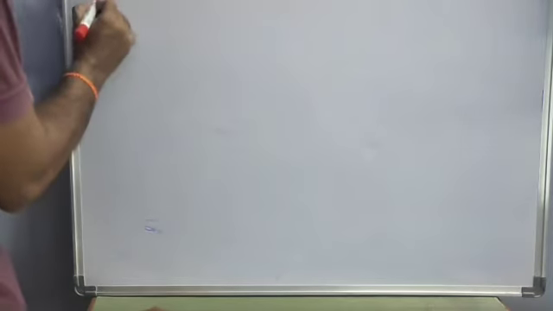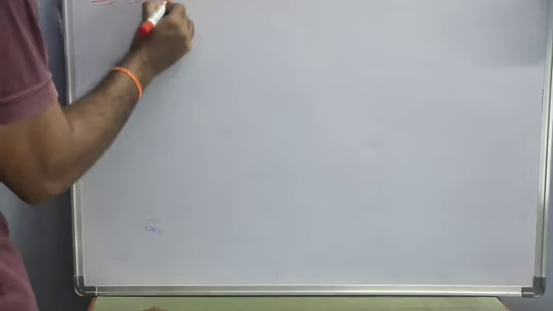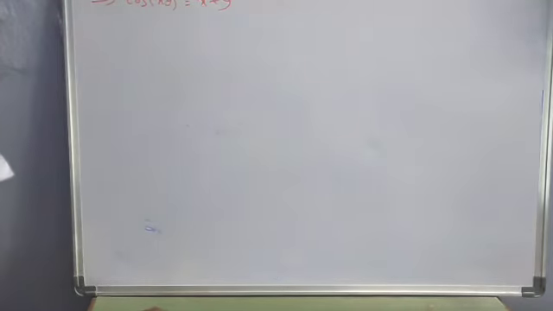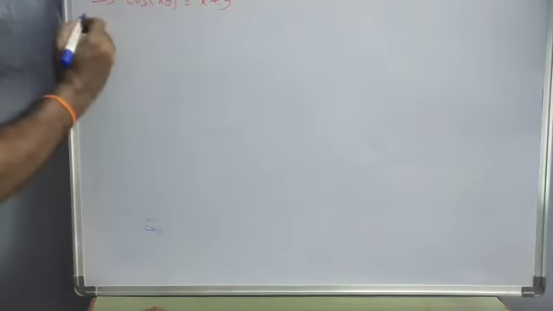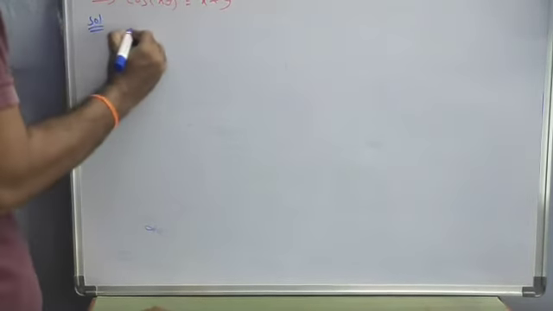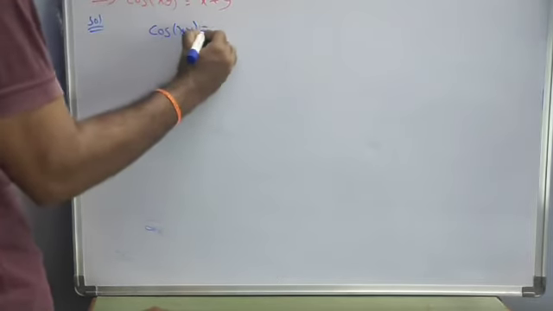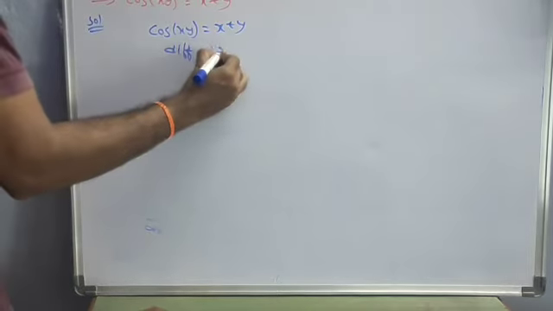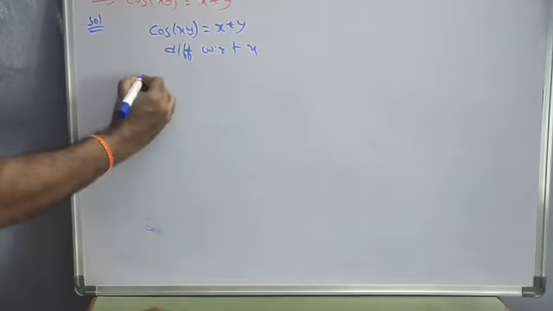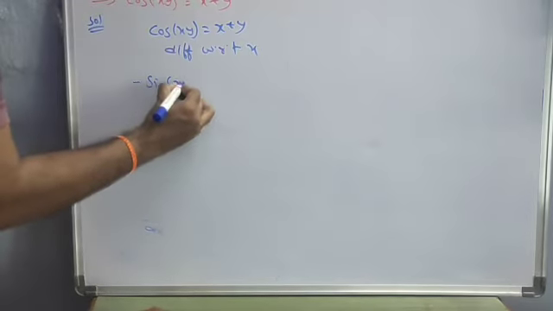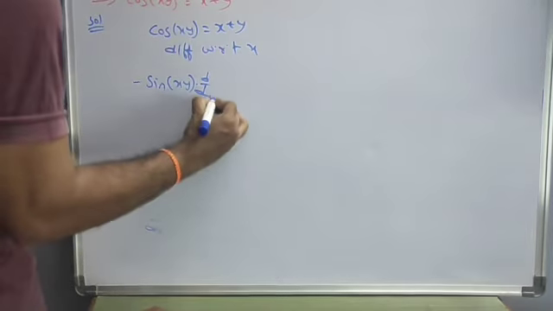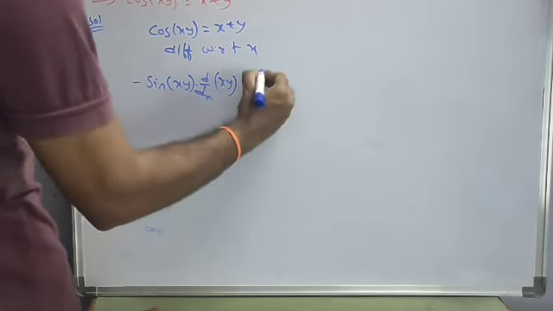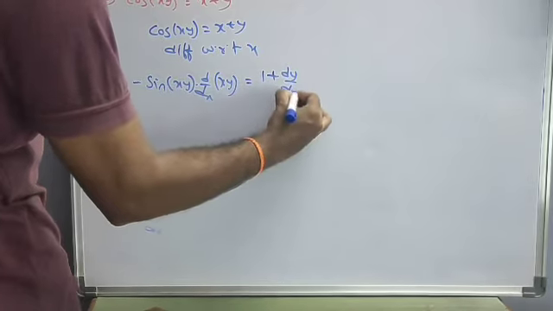Cos of xy equal to x plus y. Find dy by dx. Solution: cos of xy equal to x plus y. Differentiate with respect to x. The differentiation of cos of xy is minus sine of xy into d by dx of xy. Don't forget, in place of that function you have xy. The differentiation of x is 1, and dy by dx.